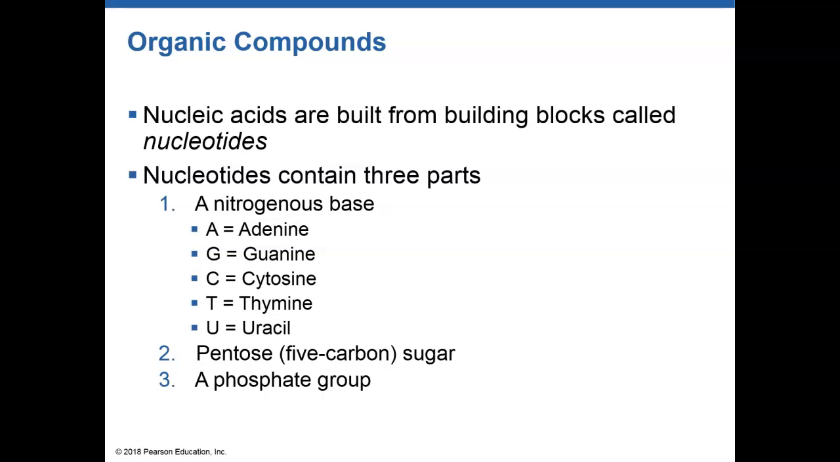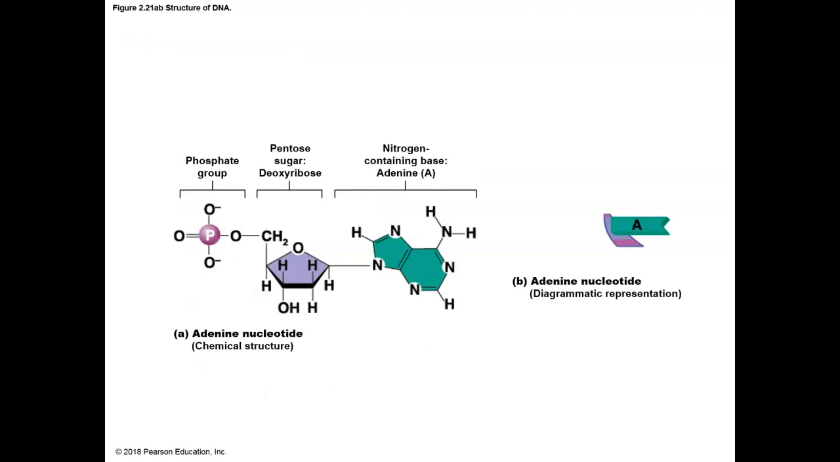All nucleotides contain one of those bases and then also contain a pentose sugar and a phosphate group. So this is what a nucleotide structure looks like, and this nucleotide happens to be adenine. So here we have the adenine base. Here we have a deoxyribose, and here's a phosphate. So this entire structure is the adenine nucleotide.